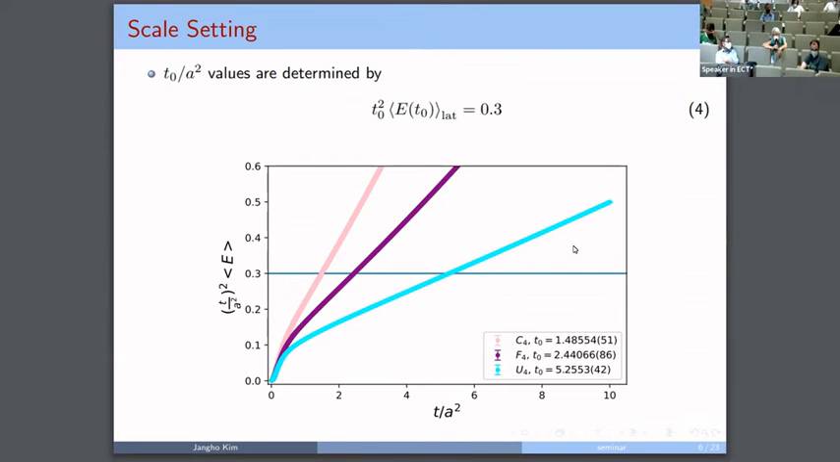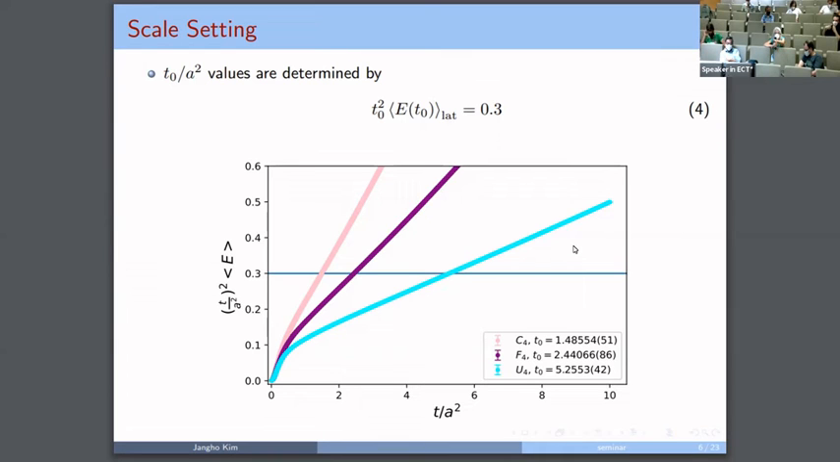If you are in the scaling window, any other observable should give you the same result. If you are not exactly in the scaling window, then you should have a scale sensitivity of these results, and that should be seen.